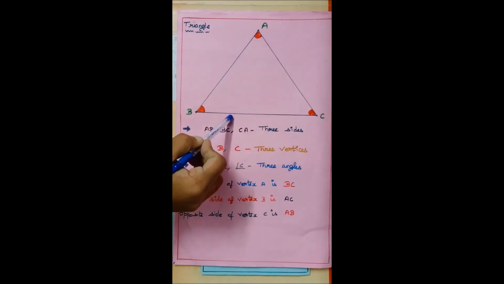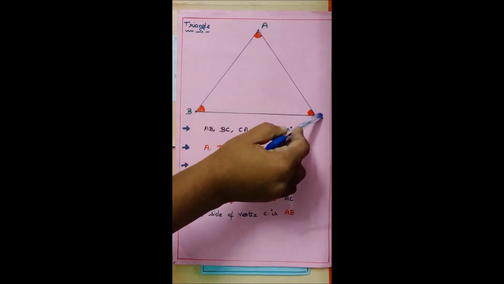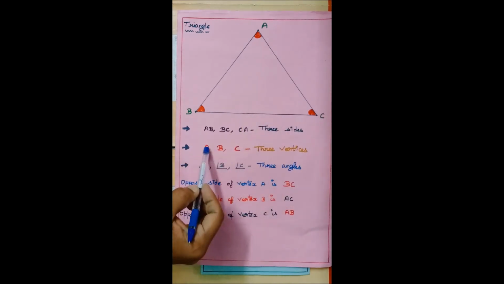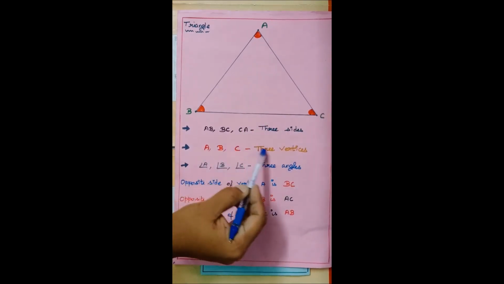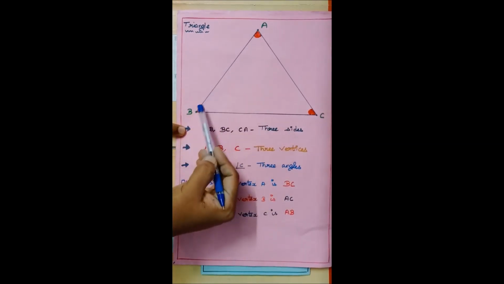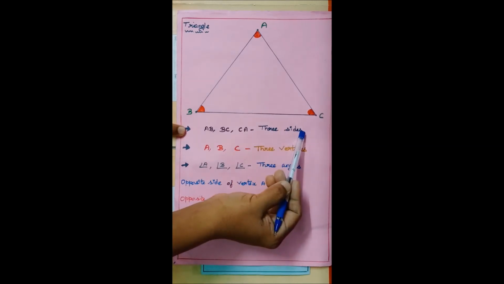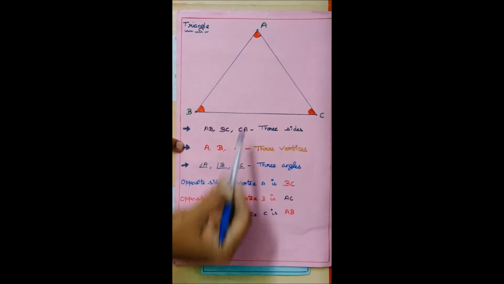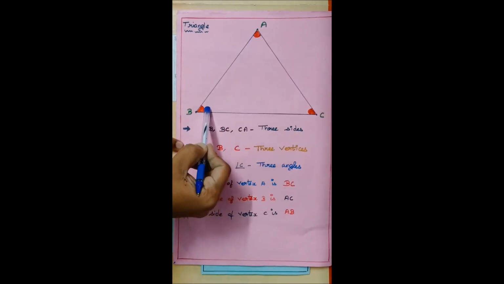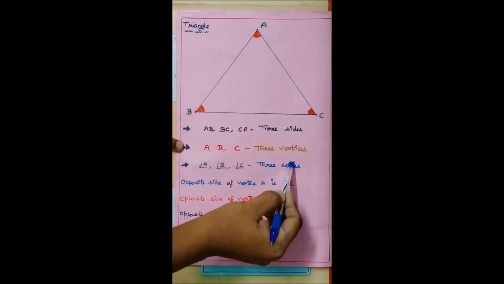A triangle has 3 sides and 3 vertices. What are the 3 vertices? A, B, C are the 3 vertices. What are the 3 sides? AB, BC, CA are the 3 sides. And what are the 3 angles? Angle A, angle B, angle C. These are the 3 angles of a triangle.